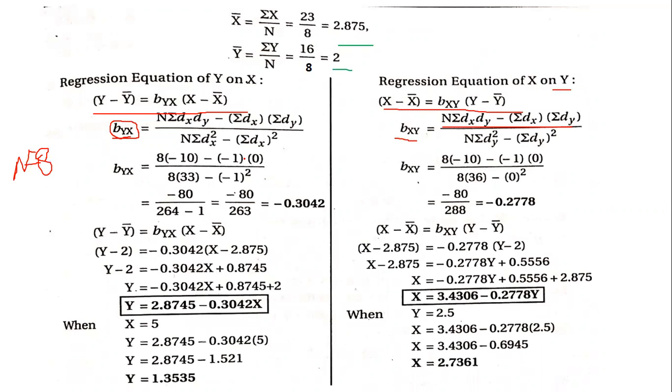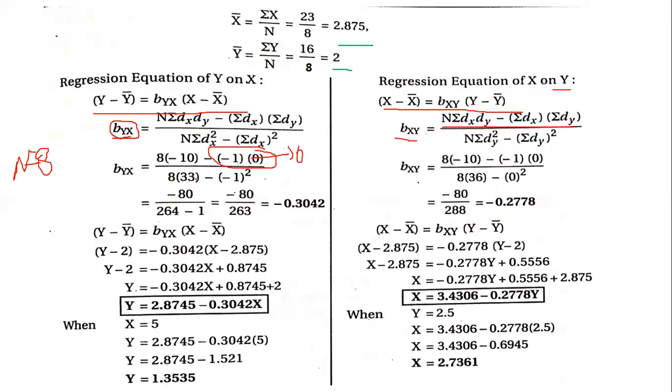Then the denominator is n into sigma dx square, which is 8 into 33 minus (sigma dx is minus 1) minus 1 square. So this is on the one side. Now simplify. 8 into minus 10 is minus 80. Minus 1 into 0 is 0, so this will not make any difference. Minus 80, I will take it below because this will give me the answer of 0.